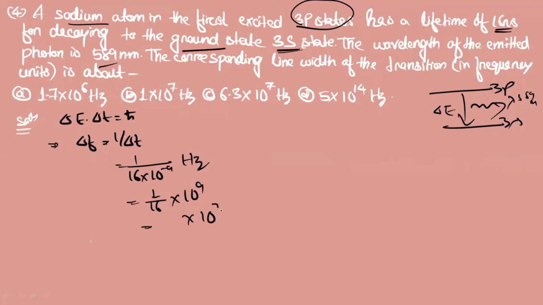So if I'm making it 10 to the power 7, you will have what? 100 by 16. So this will give you 6.25 into 10 to the power 7. Right? So approximately, you can write this to be 6.3 into 10 to the power 7 hertz. So this is what it is. So the answer will be what? The correct answer for this question is option C.